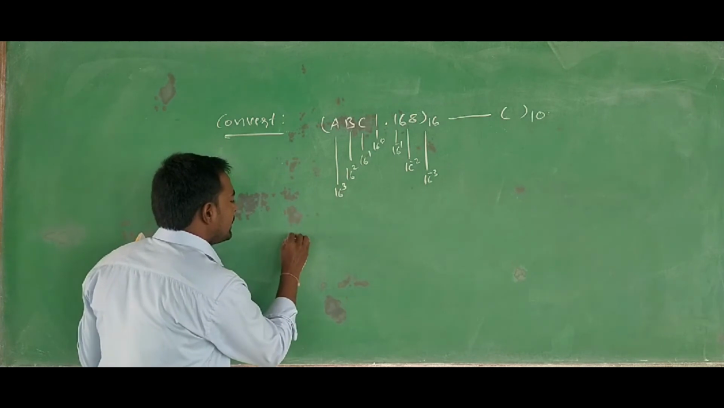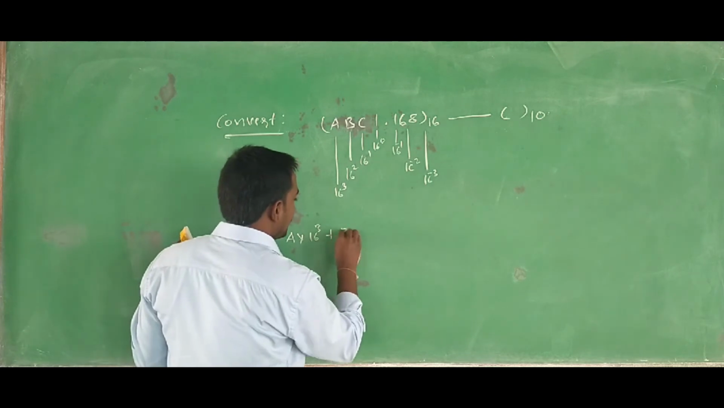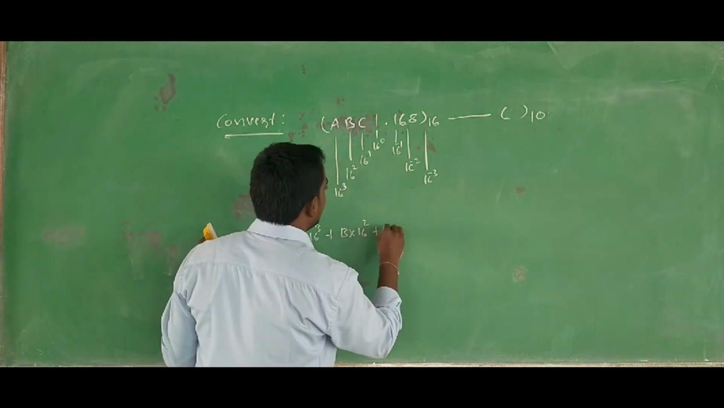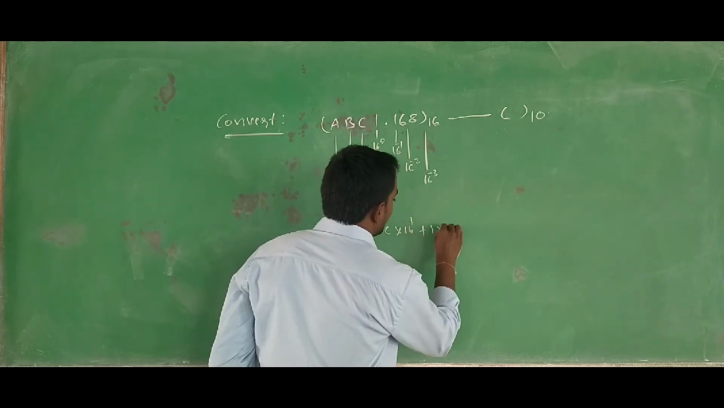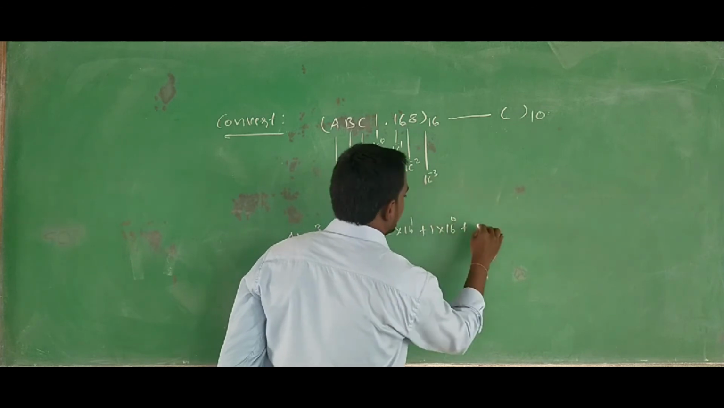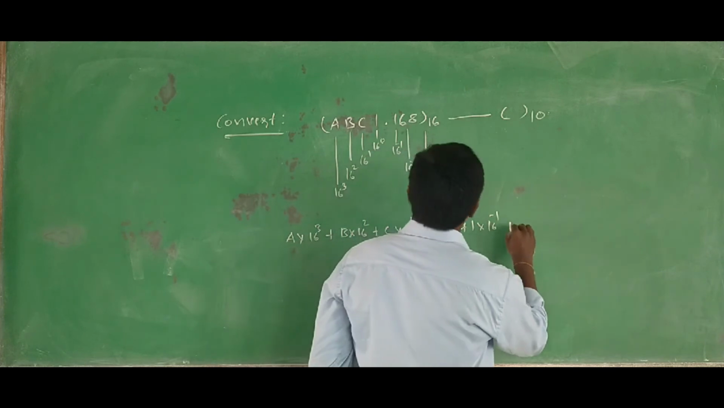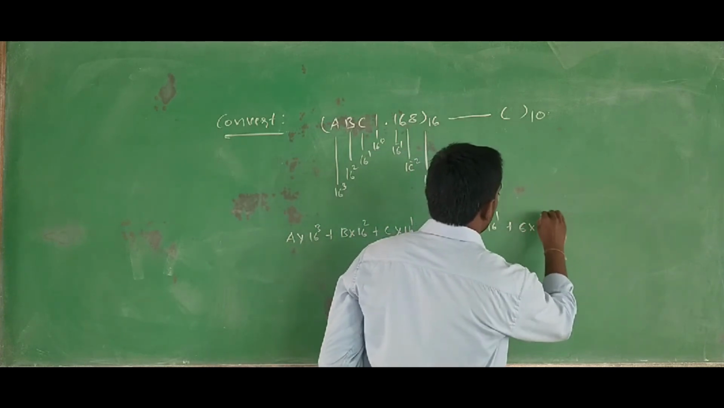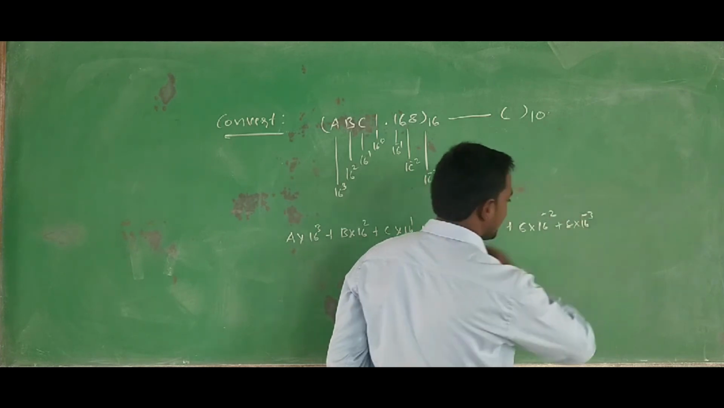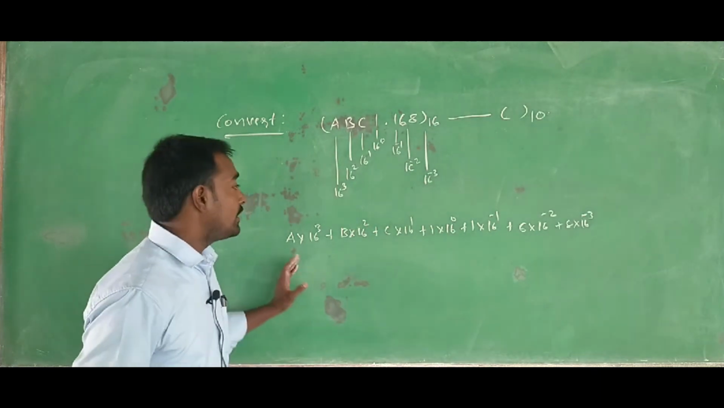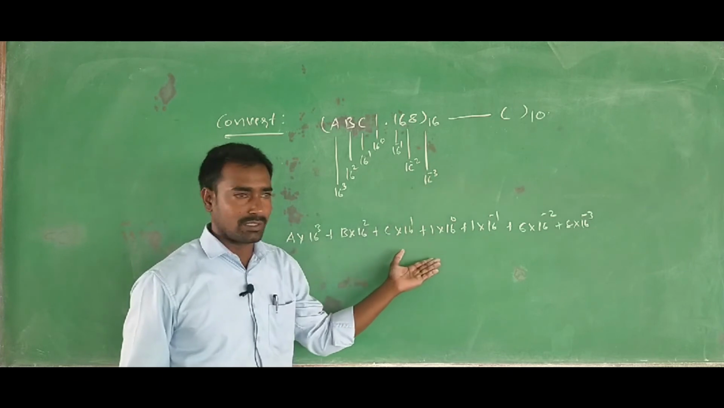Here it is A into 16 cube plus B into 16 square plus C into 16 to the power of 1 plus 1 into 16 to the power of 0 plus 1 into 16 to the power of minus 1 plus 6 into 16 to the power of minus 2 plus 8 into 16 to the power of minus 3. Then we will get the equivalent decimal value for this hexadecimal number.